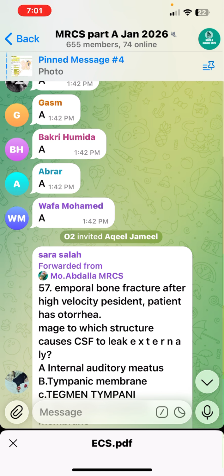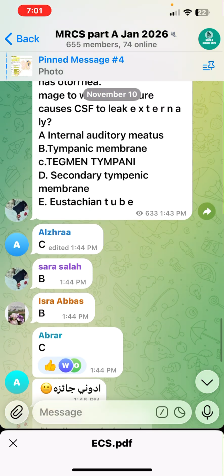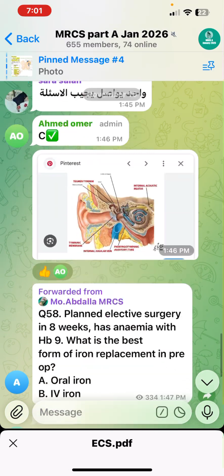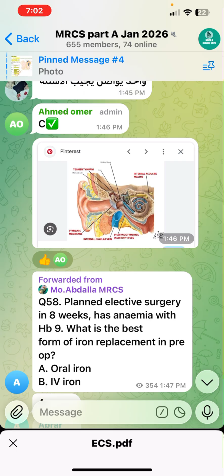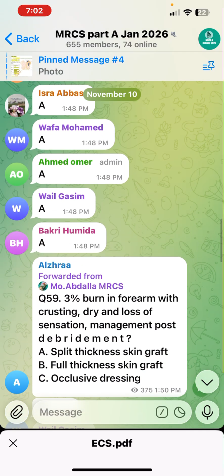Temporal bone fracture after high velocity injury, patient presents with otorrhea. Tegmen tympani. Planned elective surgery in 8 weeks, has anemia with hemoglobin 9. What is the best? Oral iron. 3% burn in the forearm with dry crusting and loss of sensation. Management post debridement. Split thickness.